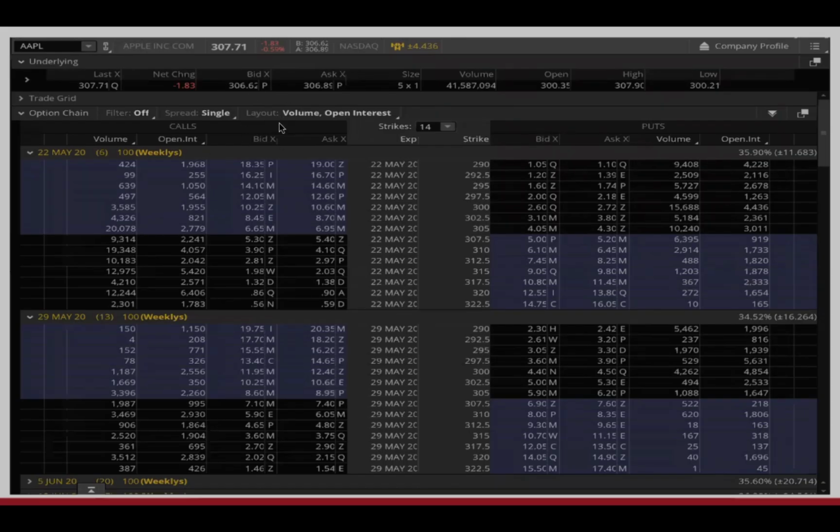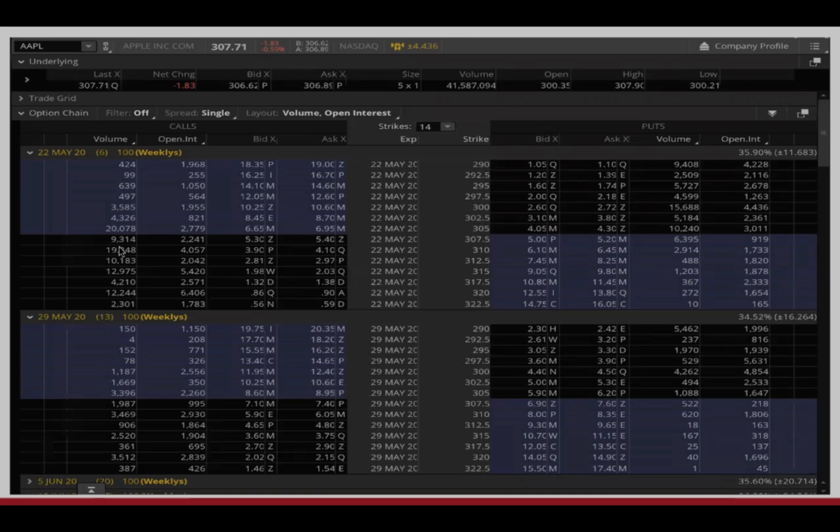You hit layout and then you look for volume, open interest. It's going to tell you how much volume is being done. I don't really look at open interest. It's important as well. It shows you which strike prices are active. People might have orders on it to sell, but I like looking at volume. That's actual contracts being bought.